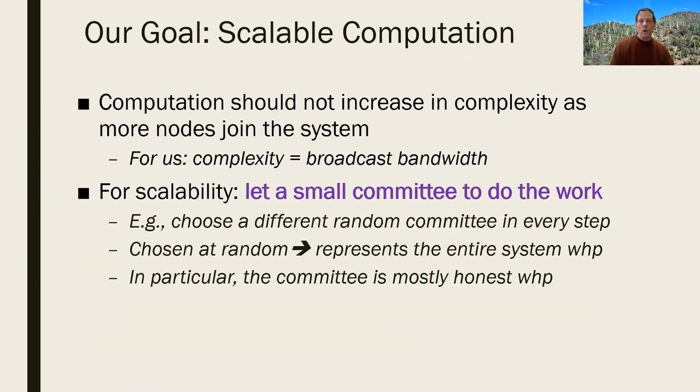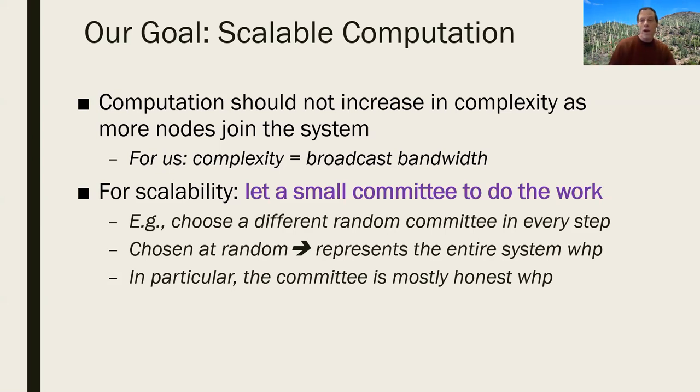What we want is for these nodes to come together in order to compute things. And importantly, we want scalable computation. The computation should not increase in complexity as more nodes join the network. And for us, complexity is just the broadcast bandwidth. This is the most expensive part of the system, the fact that everything has to be broadcast. So we want to make sure that the computation can be done without a lot of broadcast. And again, because we want to have a scalable design that can withstand no matter how many nodes come to the system, it's very important for us to do scalable computation.